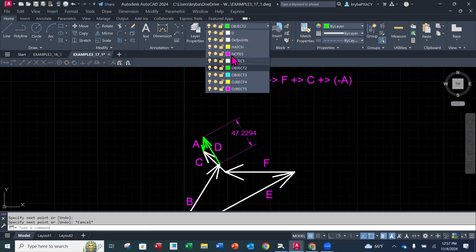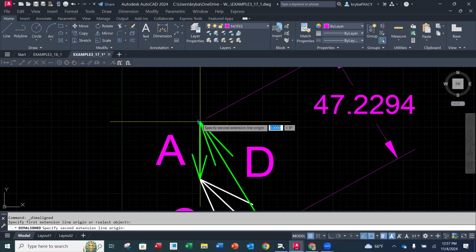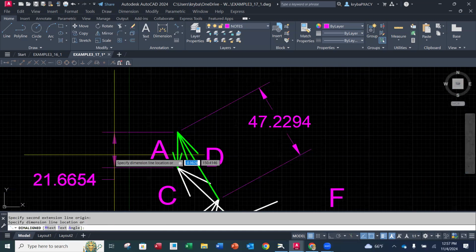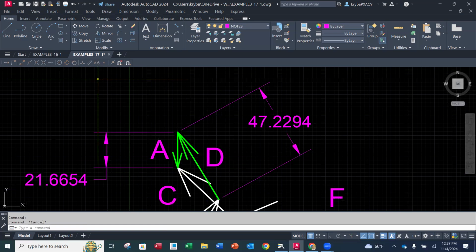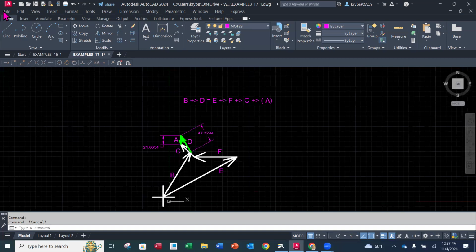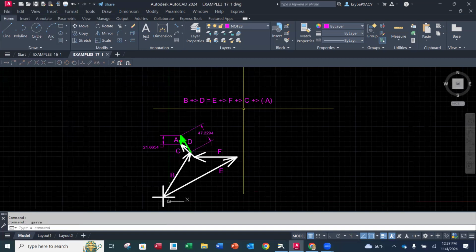And then I'm going to put my aligned dimension on here. At endpoint to endpoint, it says 21. So again, make sure that you put your dimensions on. Now I'm going to do a save on this. Let's look underneath on our book.